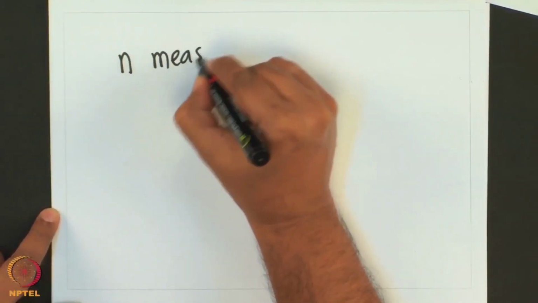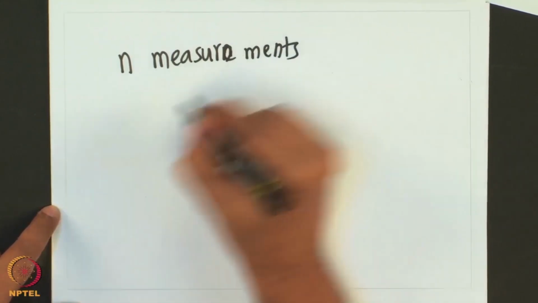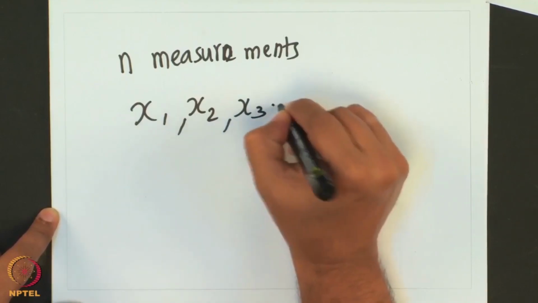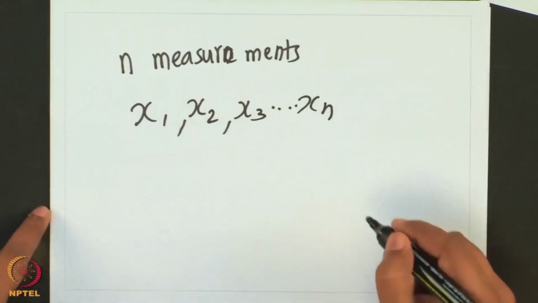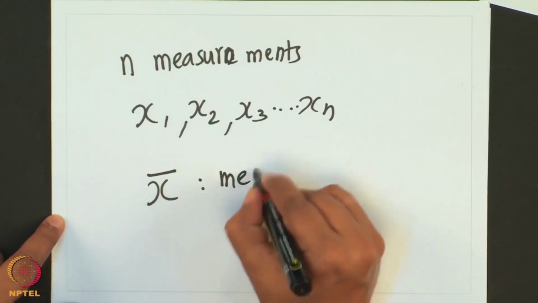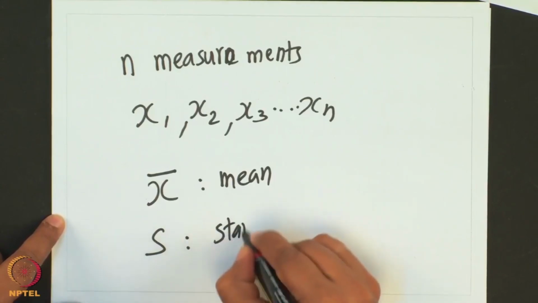Let us think of the situation first. We would do an experiment and we would do n measurements. So, what are we doing? We are doing n measurements. So, you have x1, x2, x3, up to xn, and from this you could calculate x bar, which is the mean, and you could calculate s, which is the standard deviation.